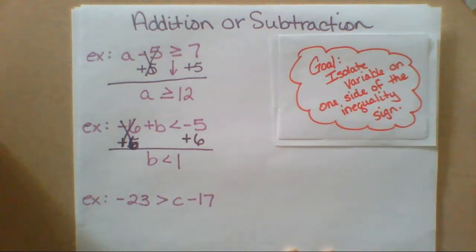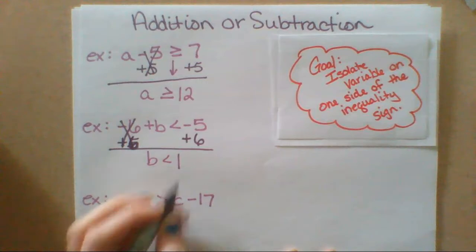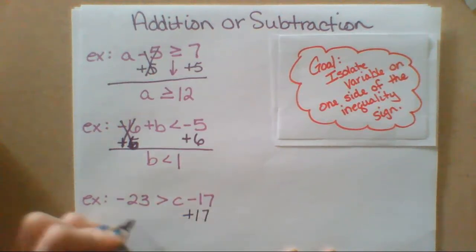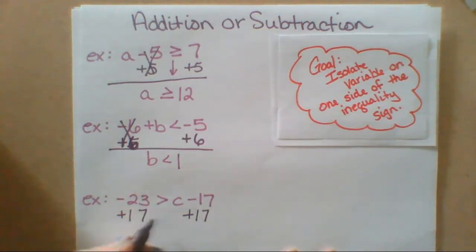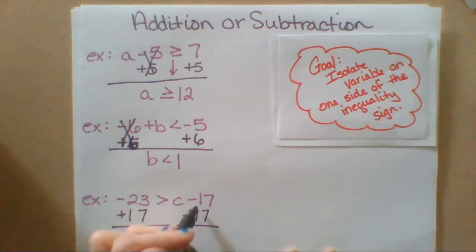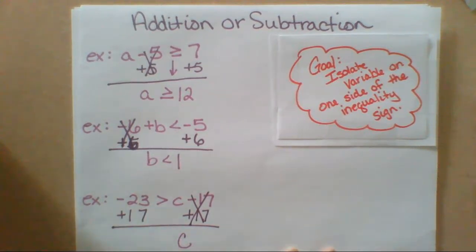Final example here, negative 23 is greater than c minus 17. Again, isolating that variable, we need to add 17 to both sides. What we do to one side, we do to the other. The 17s cancel into a 0, and c plus 0 is c every day, all day, no matter what c is. Again, that inequality sign, let's just drop that straight on down, and then we're left with negative 23 plus 17. Negative 23 plus 17, everyone, if I am doing my math correctly today, should give you a negative 6.